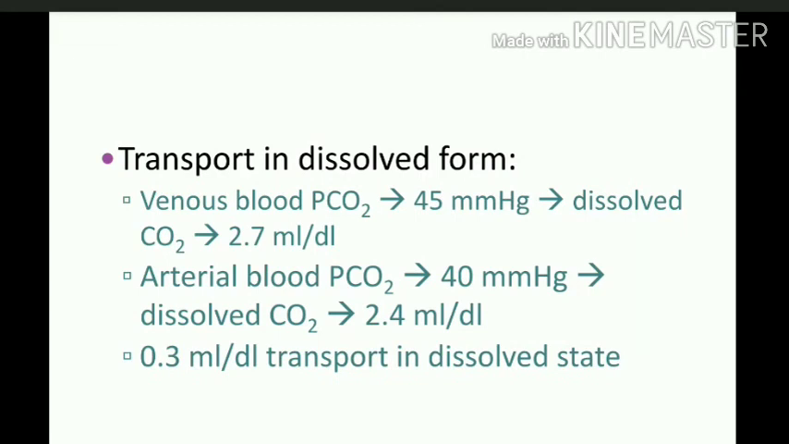Now from this 0.3 ml per 100 ml of carbon dioxide transported in the dissolved form, about 0.2 ml per 100 ml is transported in the plasma, and only 0.1 ml per 100 ml is transported through RBC. Although it is a very small amount, this reaction is fast in RBCs. Why? Because of the presence of the enzyme carbonic anhydrase. So this is the first form of transport, the dissolved form.